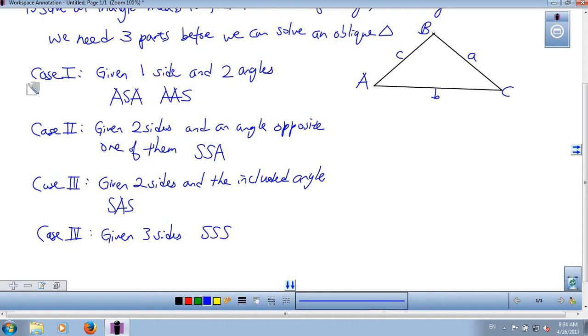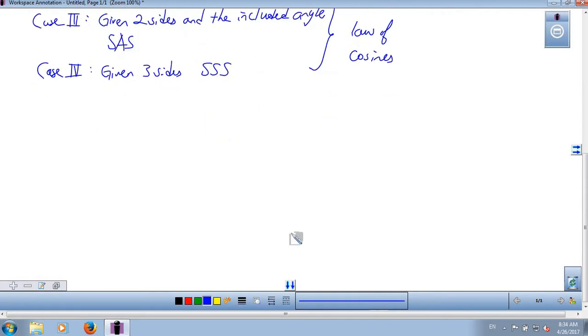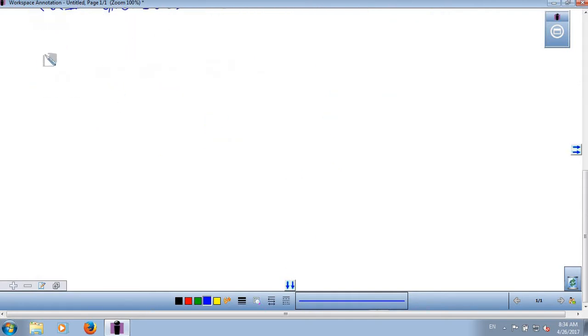For case 1 and case 2, we're going to use the law of sines to solve. In case 3 and case 4, we're going to use the law of cosines to solve. So we're going to start with case 1 and case 2. Case 2 is a little bit complicated, so we probably will spend the whole lesson doing that. But today we can definitely go ahead and just talk about case 1.